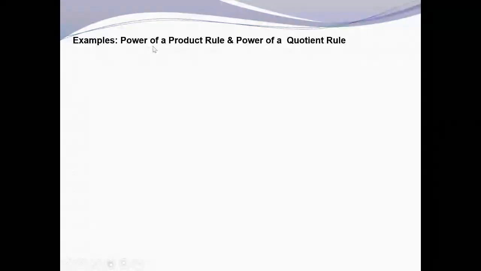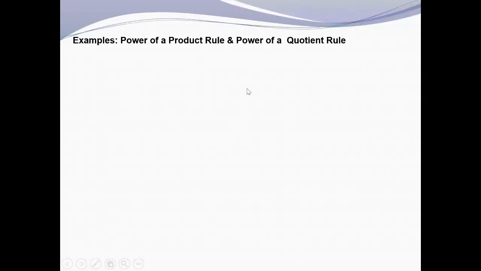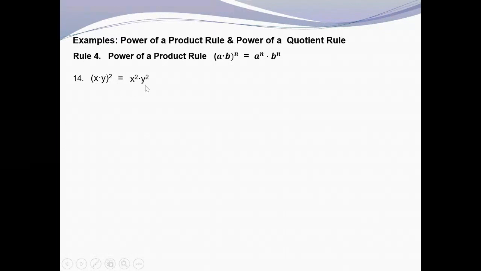Now, examples of the power of a product rule and the power of a quotient rule. Rule number 4. Here you have two different bases, a and b, to the nth power, which is going to be a to the n times b to the n. Example: x times y to the second power is going to give us x squared times y squared. 2x to the third power is going to give us 2 to the third power times x to the third power. 2 to the third power is the same thing as 2 times 2 times 2, which is 8. 8x cubed is the answer.